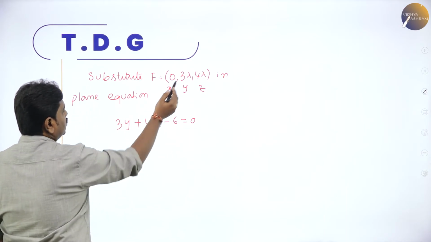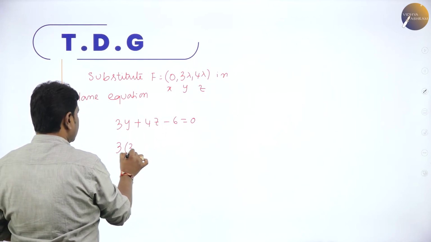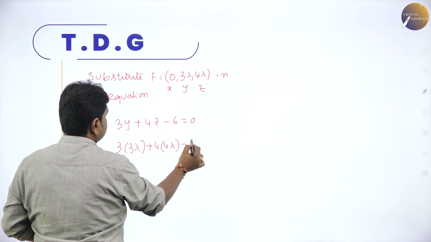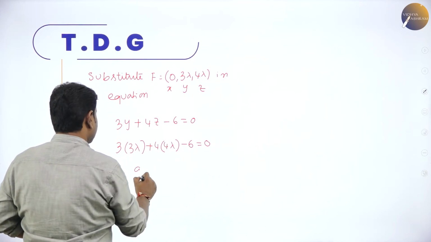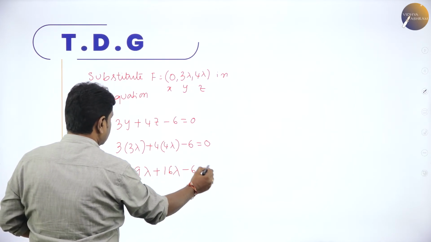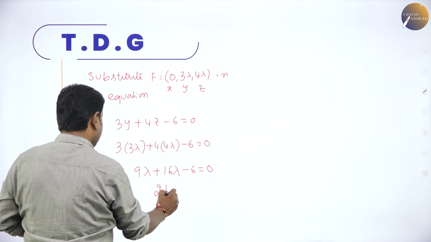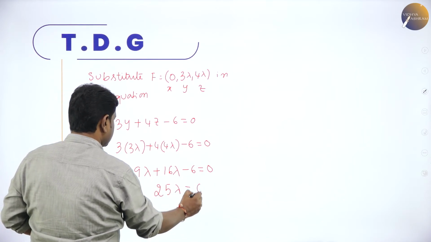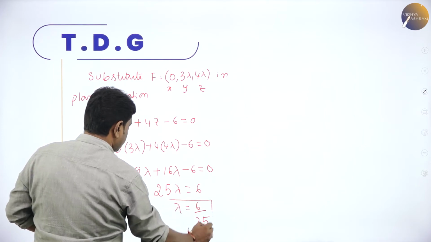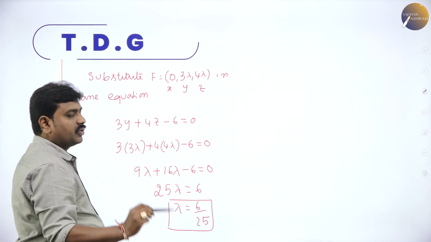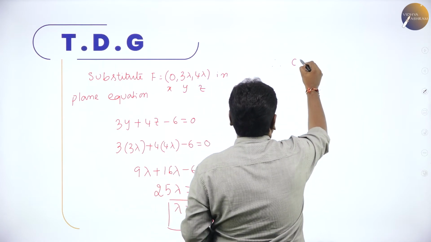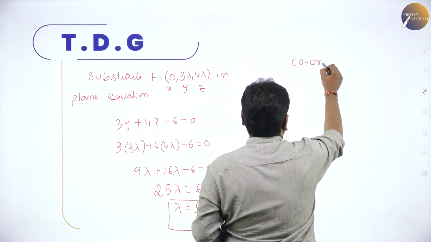Y value is 3 lambda, so 3 times 3 lambda plus 4 times 4 lambda minus 6 is equal to 0. 9 lambda plus 16 lambda minus 6 equal to 0. 9 plus 16, all of you know, 25 lambda is equal to 6, or lambda is exactly 6 by 25. So you got the value of lambda, but now we need the foot of perpendicular. Therefore, the coordinates of the foot of perpendicular is the question.